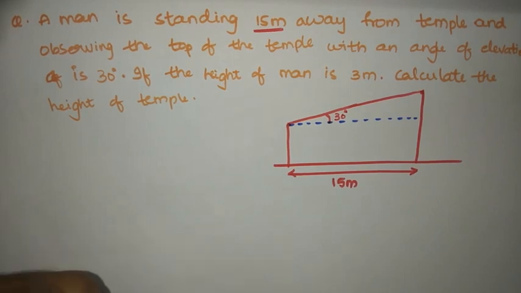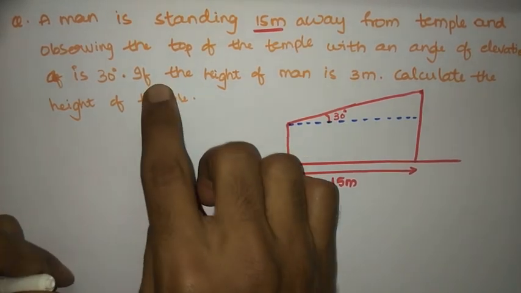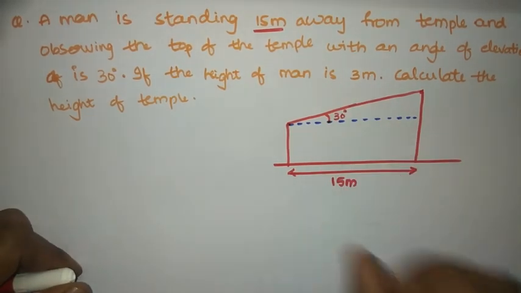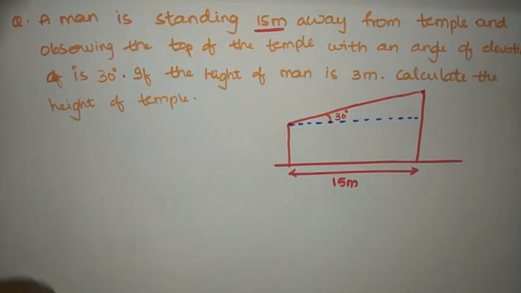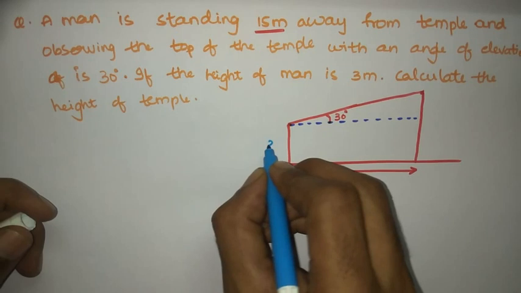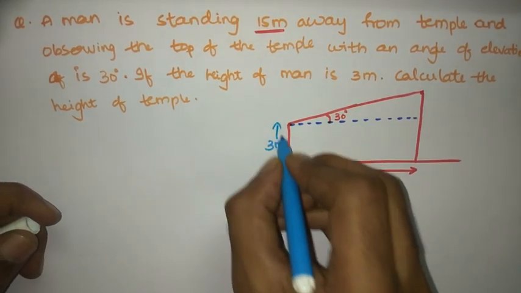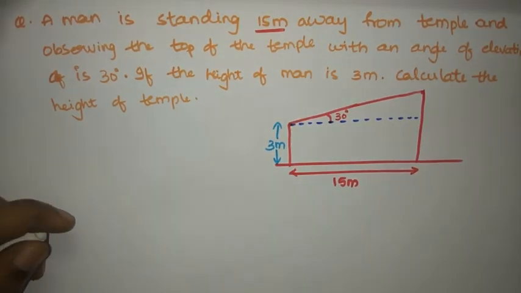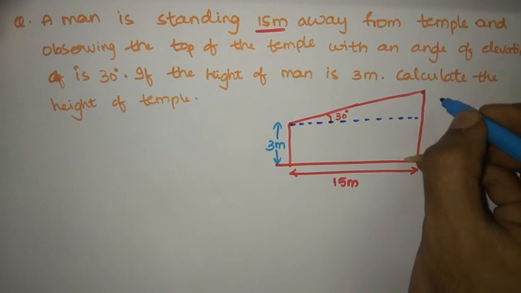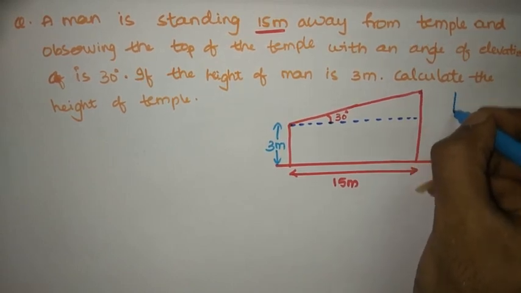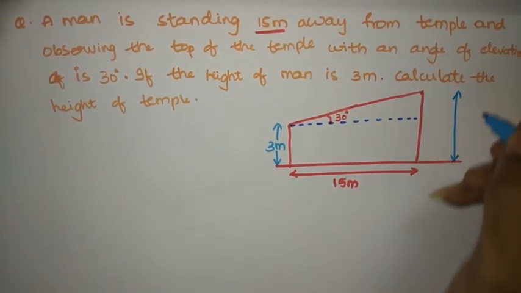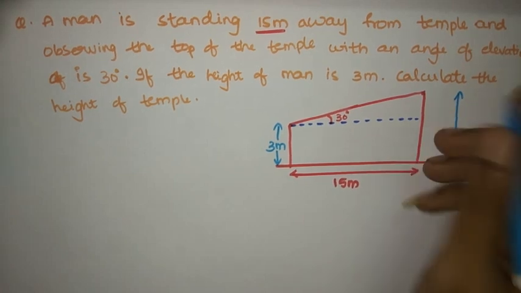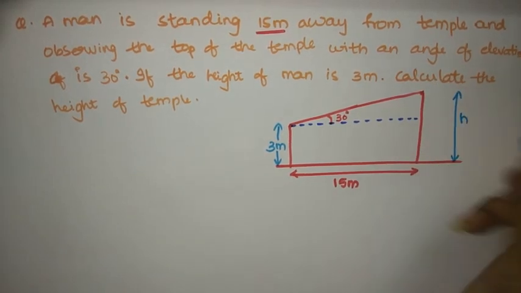Now, if the height of the man is 3 meters, it is given this height as 3 meters. Height of man is 3 meters. Calculate the height of the temple. So we need to calculate the height of the temple. This total height I need to calculate. I'll consider the total height as h.